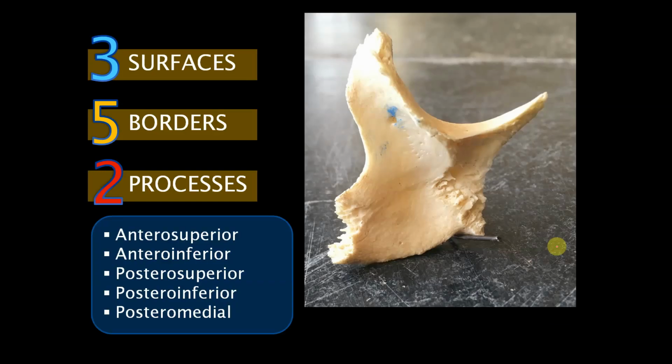The posteromedial border is this border which separates the orbital surface from the temporal surface. Of this border, this part articulates with the greater wing of the sphenoid bone, whereas this part articulates with the maxilla.